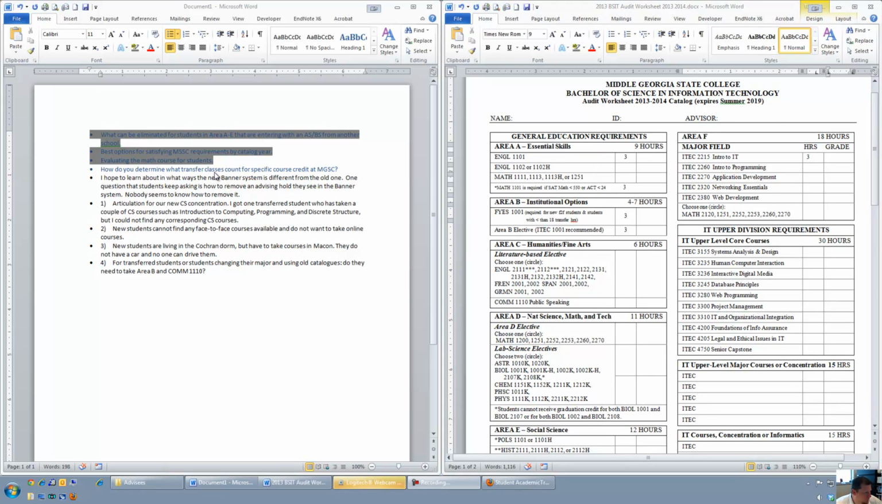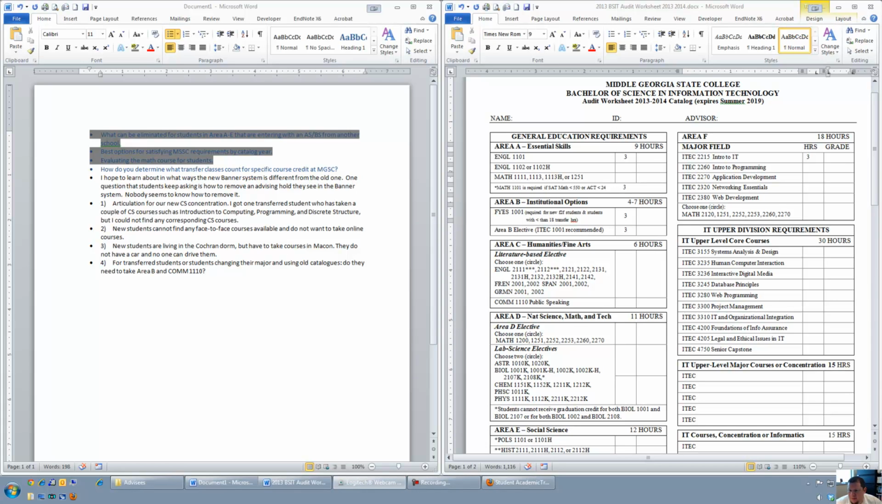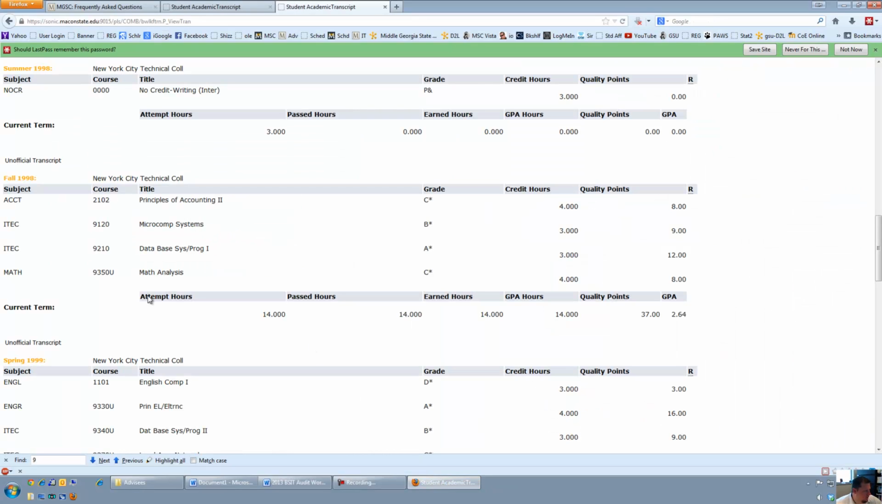Okay, so we're going to take a quick look at how transfer classes count for specific course credit. So as I was saying a moment ago, if the course comes in directly as one of our equivalent courses, then we just simply plug that course right into the worksheet. But we will have instances where a course does not come in directly. Let's take a look at how we can handle some of those situations. So here I have an example. We have this iTech 9120. It gives us a course description, a grade.